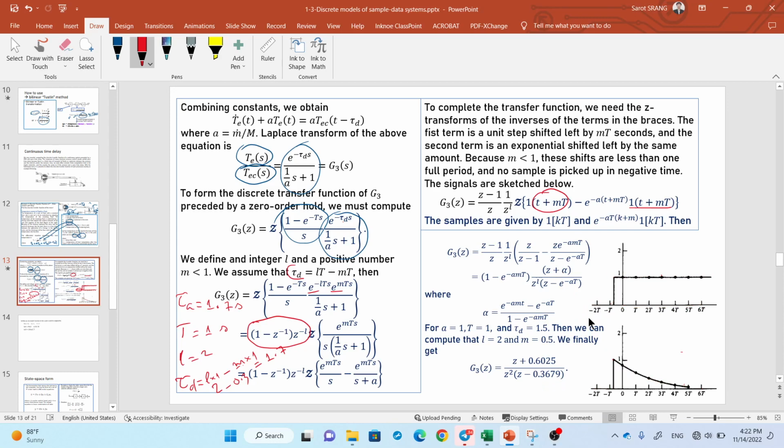So this is how we can analyze the system with delay in the discrete time domain, right? Once you have the transfer function in the discrete time domain, you can easily simulate the system, right? Is there any question?